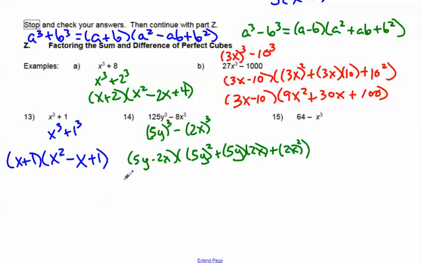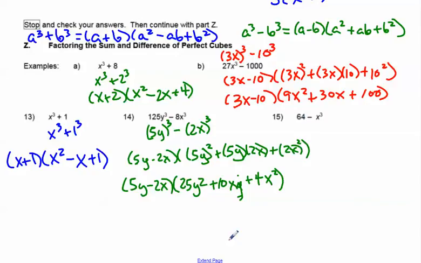So I want to simplify that part. 5y minus 2x. This gives me 25y squared. This gives me 10xy. Oops, I don't want to close it yet. And this gives me 4x squared.